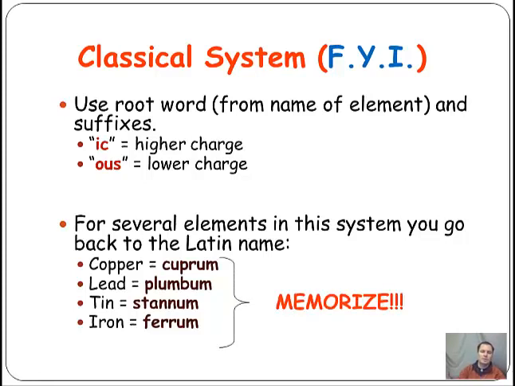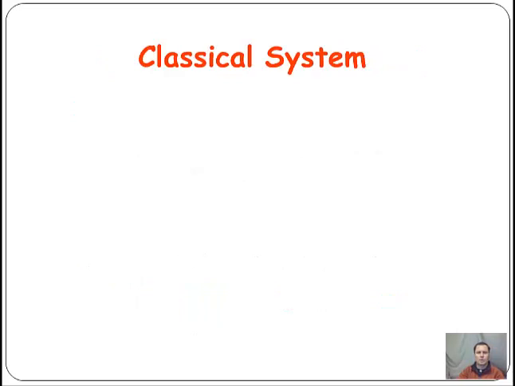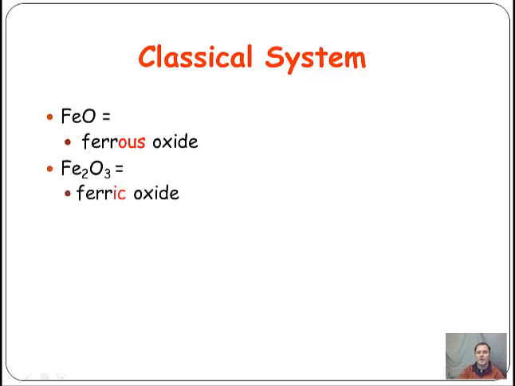Okay, so we used to have you memorize these, but we're not going to worry about that anymore. So let's look at a couple examples here. FeO, we just did this one, if you remember right. We said this was the iron 2, so 2's the lower charge, so this is actually going to be ferrous oxide, lower charge. If we had the other version of this, Fe2O3, 3 came from here, so it's a higher charge, it would be ferric oxide.